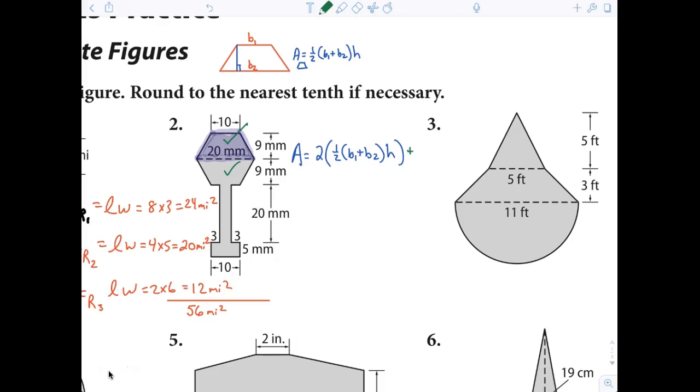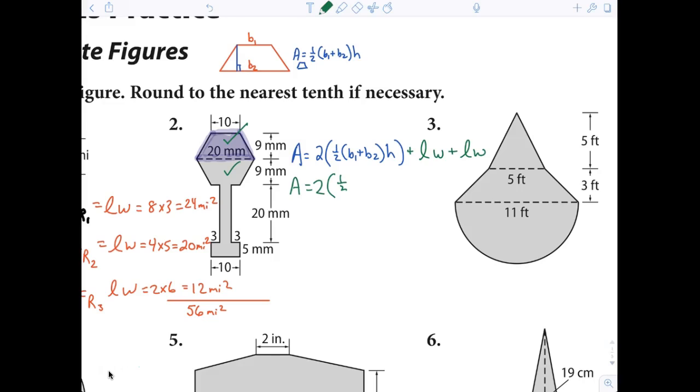What's the area of a rectangle? Length times width. So LW plus LW. Is everybody okay with that? Good, but hold off for a second. Now, I want to do A equals 2 parentheses 1/2.